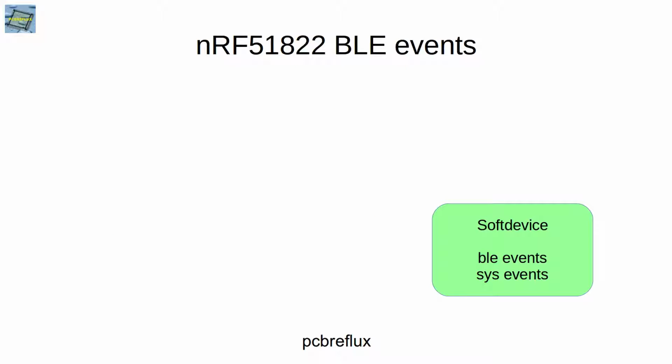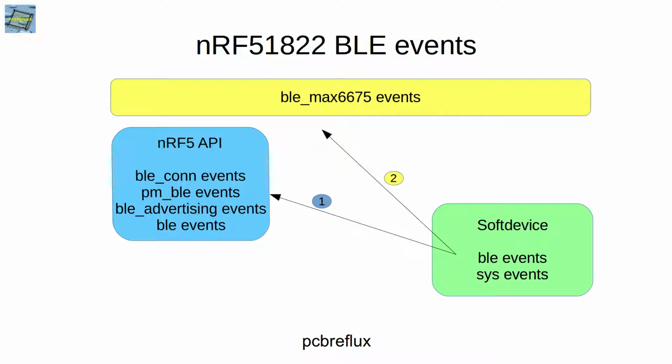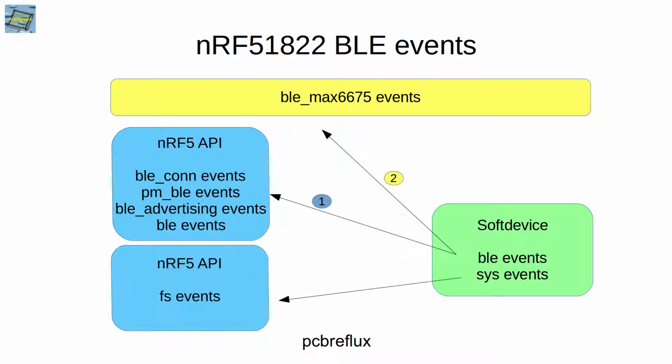After our Bluetooth service is running, the soft device sends out Bluetooth low energy events, and we have to process the events with the connection events, the peer management for Bluetooth low energy events, the advertising events, and also the generic Bluetooth low energy events. Next step is to process our own sensor Bluetooth low energy events, and also the soft device can send some system events for the flash data storage handling and also the Bluetooth system advertising events.